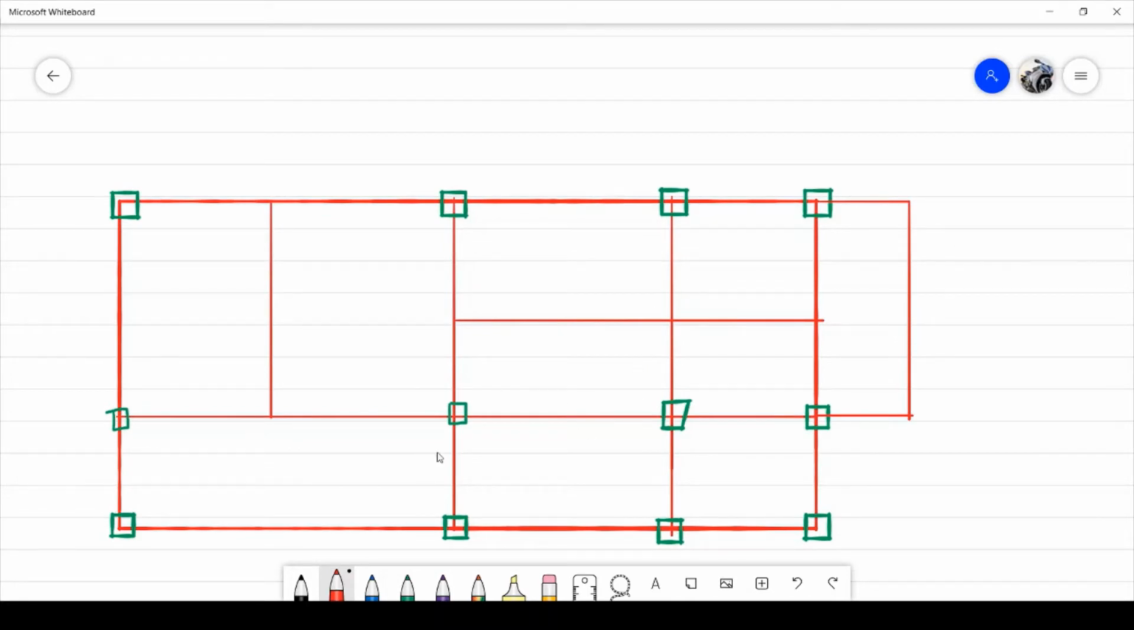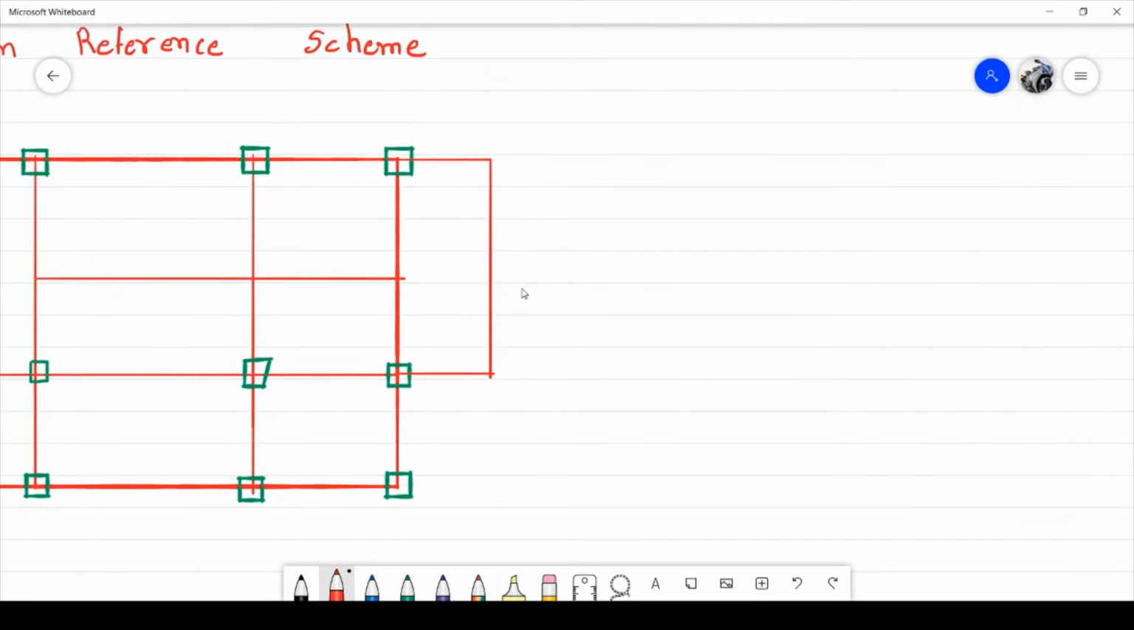So we are going to learn the column reference scheme. It's so simple, you can understand easily, but here we have to provide some origin, like where to start. So some rules are here. First rule is naming for the column.